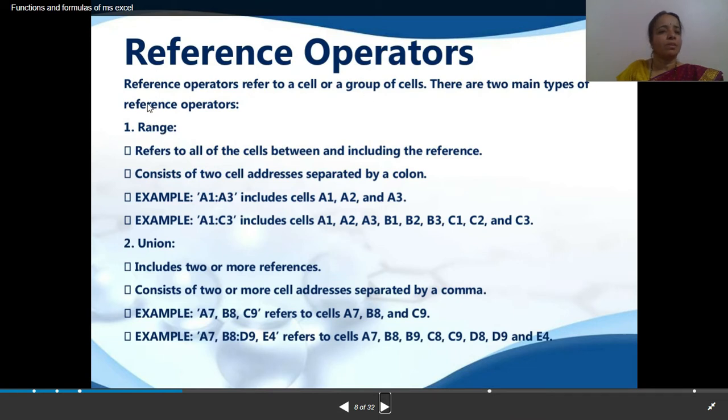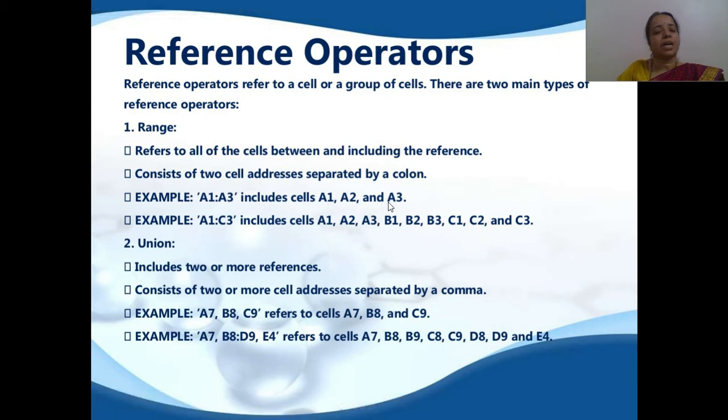Now, reference operators. Reference operators refer to a cell or group of cells. There are two types of references. The first is range, where we can give the cell addresses and refer to all the values between the cells. For example, A1 to A3. Like this, it includes the cell values A1, A2 and A3.